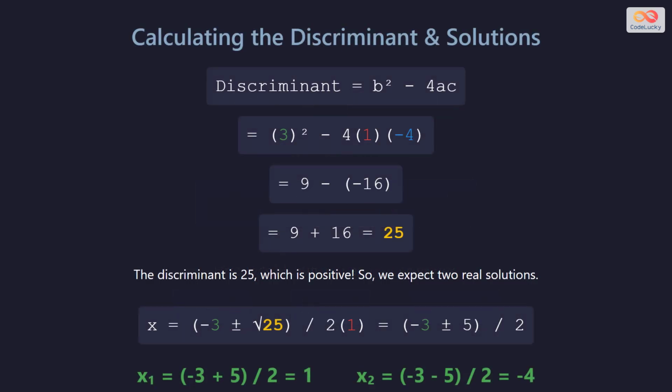Now, let's plug our numbers into the discriminant formula. We get 3 squared minus 4 times 1 times negative 4. This simplifies to 9 minus negative 16, which is the same as 9 plus 16, giving us 25. Since 25 is positive, we know for sure we'll get two real answers. Plugging it all into the quadratic formula, we find that our two solutions are x equals 1 and x equals negative 4.